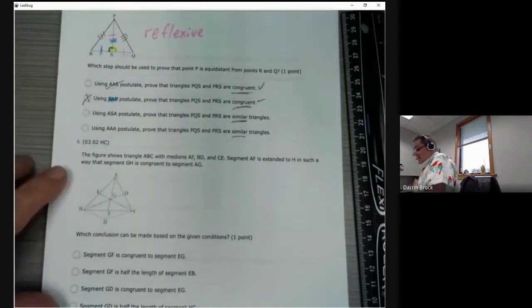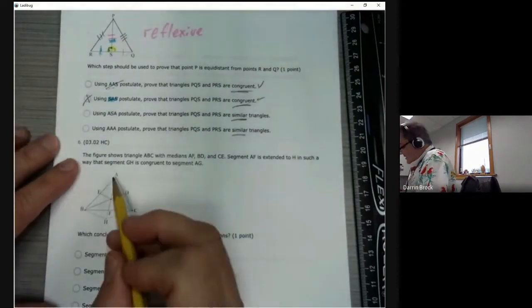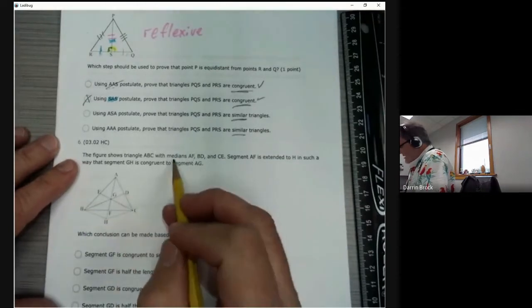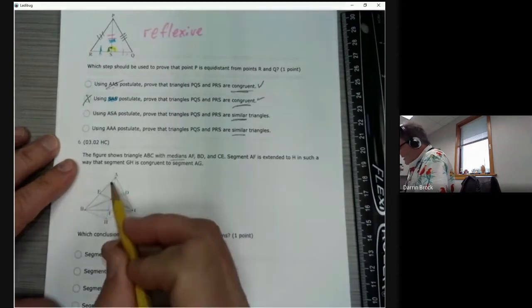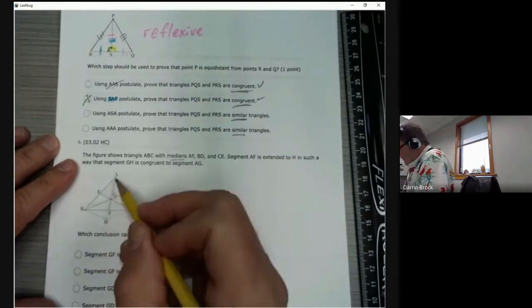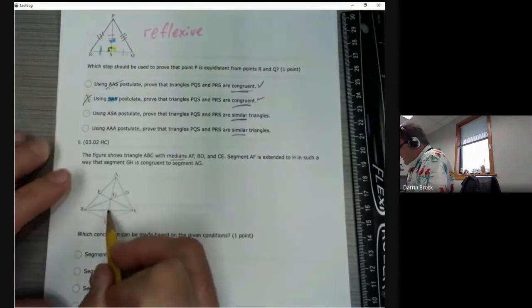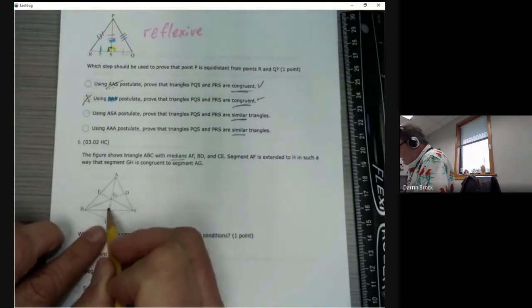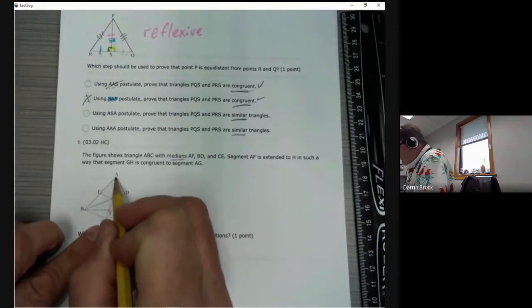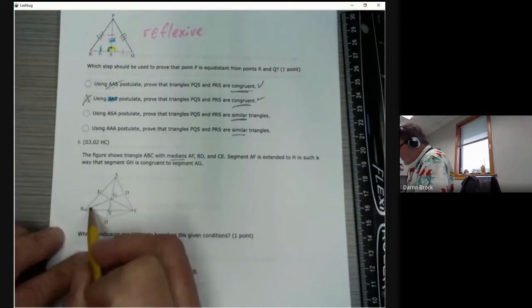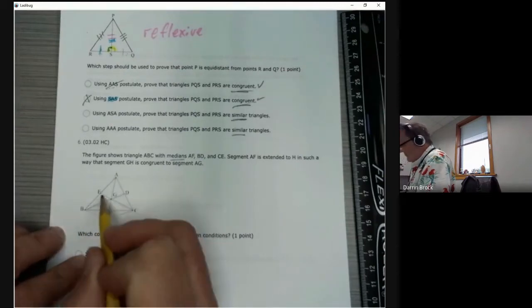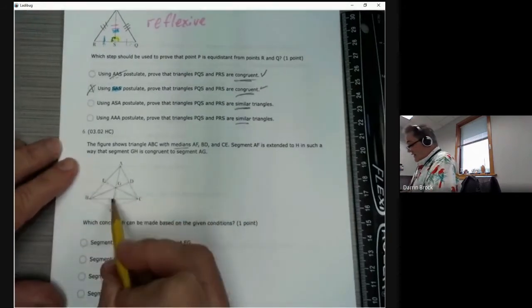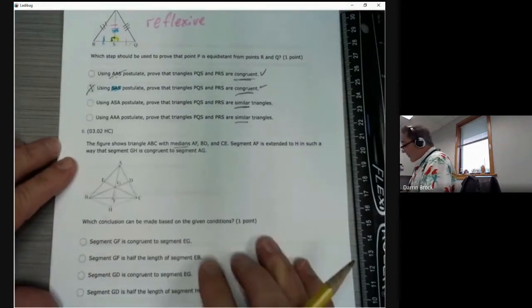All right, let's look at this. The figure shows triangle ABC, this big triangle, with medians. Medians, that's midpoints. It's in the middle. AF is a median, which means it's drawn from the midpoint F to the opposite vertex. That's called a median, from the midpoint to the opposite vertex. So this is a median, this is a median, this is a median. So all three of these are midpoints. We know that D, E, and F are midpoints because those are medians.